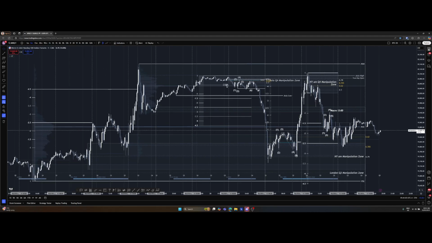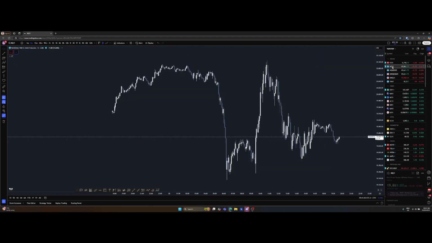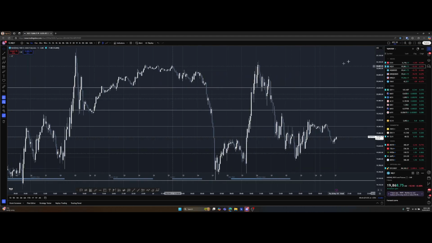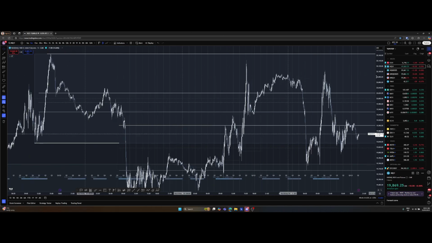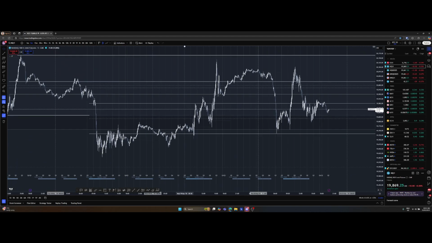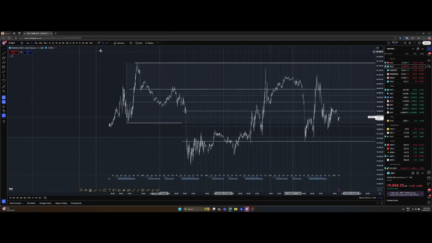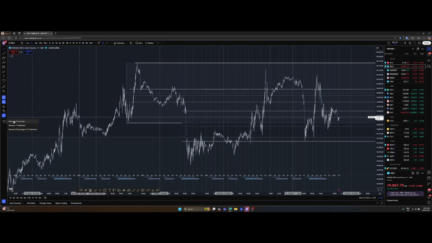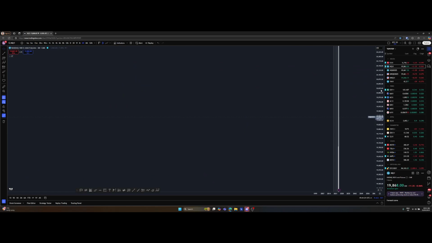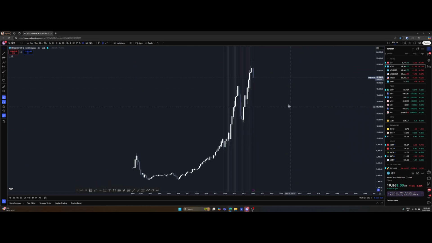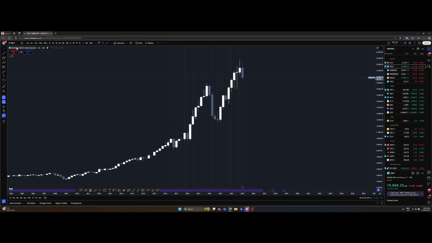All right, I just changed my chart to NQ1, and we'll do our HTF, our high time frame analysis as well. Let me just clear this. And I'll just get rid of the 90-minute lines there.